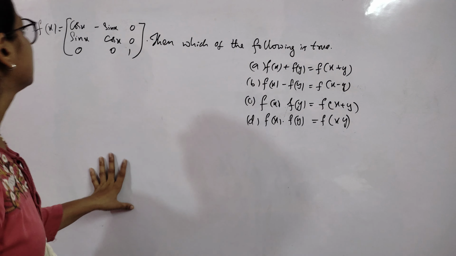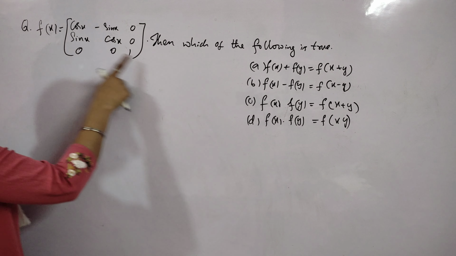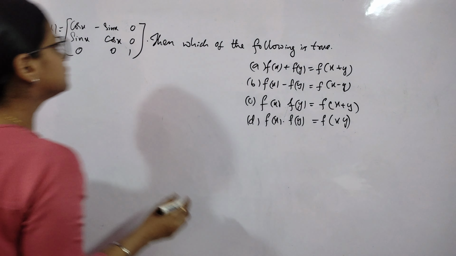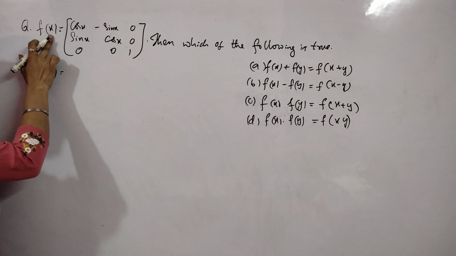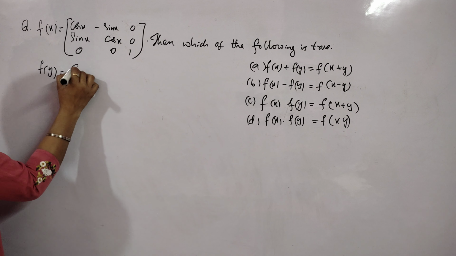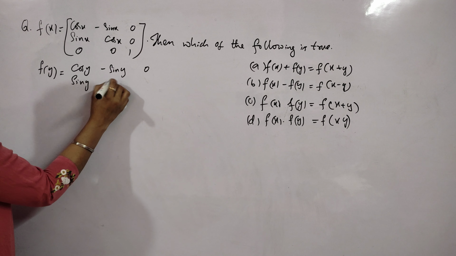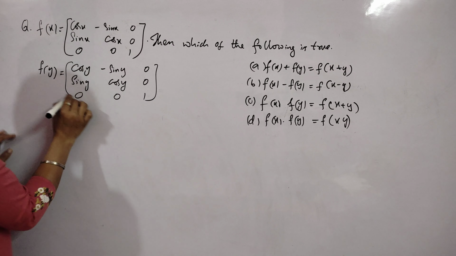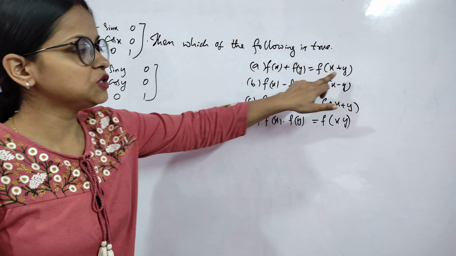So let us solve this. Given is f of x, which is in terms of x. Now what we have to do is add, subtract or multiply with the y function. So f of y will have y in the place of x. If the function is in x, your terms are in x. If your function is y, your terms will be in y. So here cos y, minus sin y, 0; sin y, cos y, 0; 0, 0, 1. Now, if we see the first option, on doing the sum we must get this.